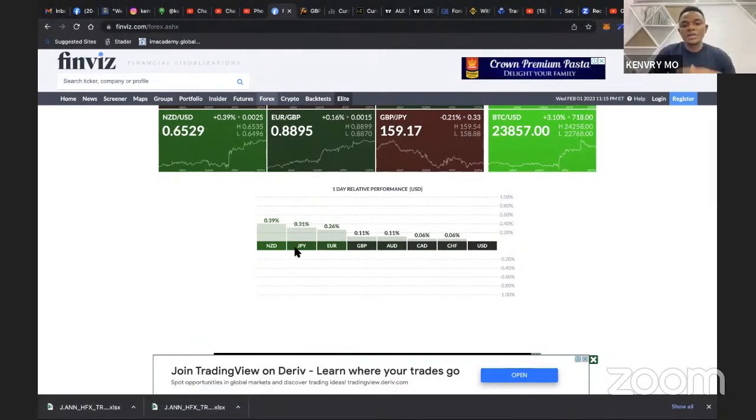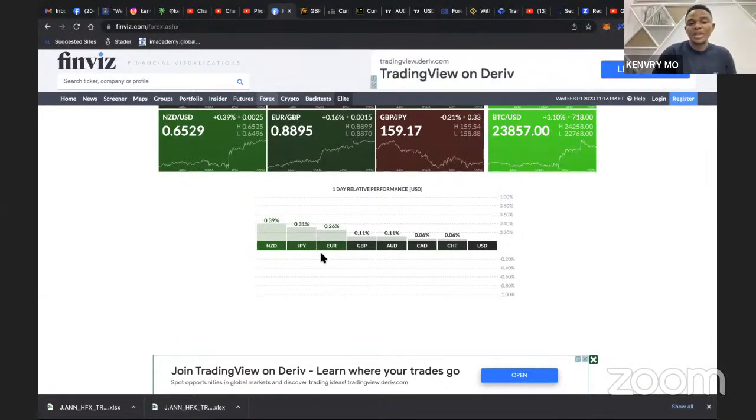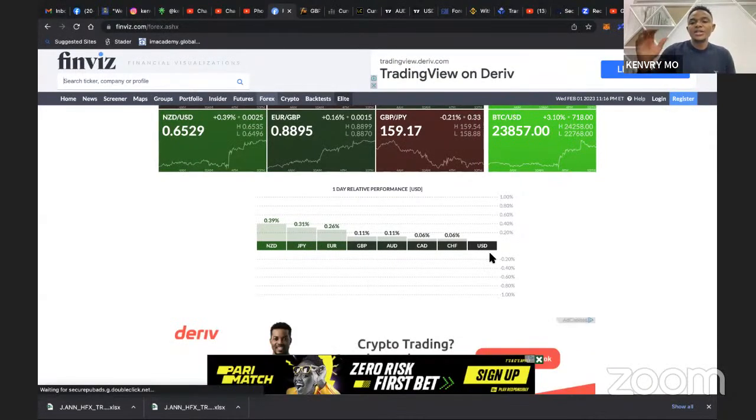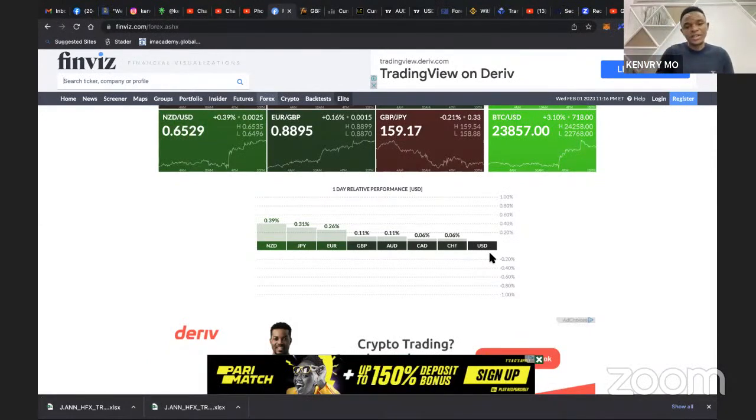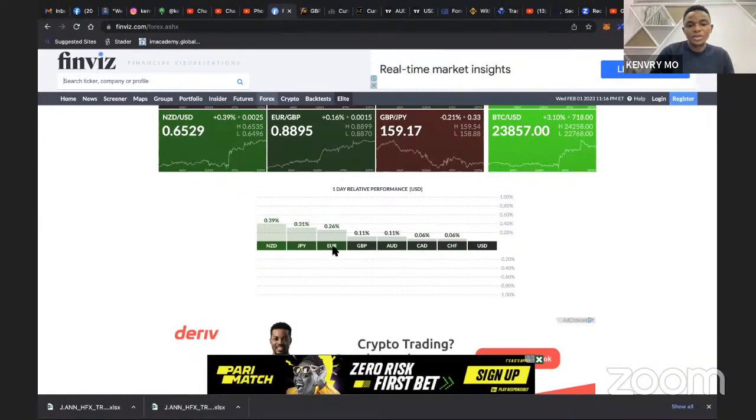So what's going to happen? NZD/USD is going to be buying. USD/JPY is going to be selling. So JPY is an Asian pair. USD is a New York pair, but it's a universal pair. So USD/JPY is going to be good. Then we have Euro.